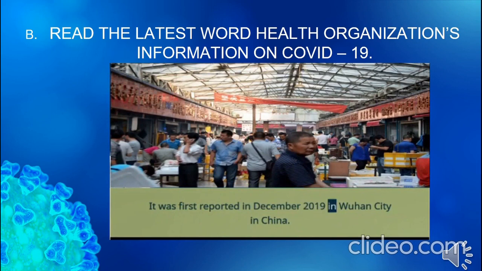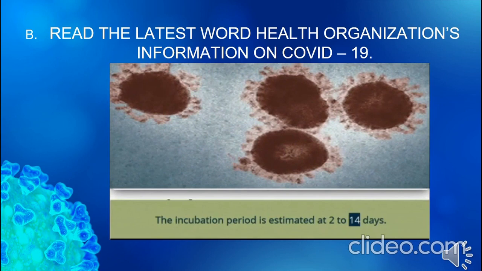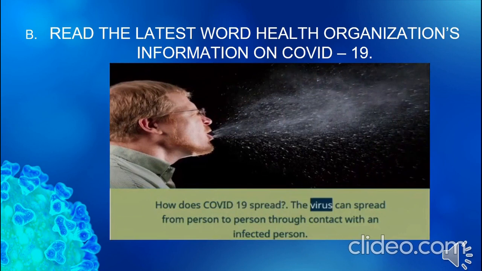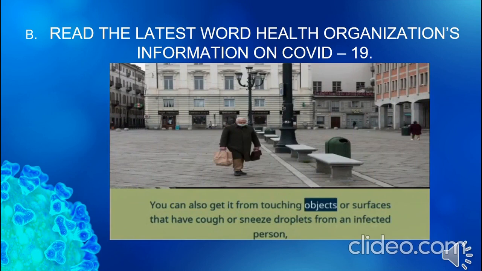What is the incubation period? The incubation period is estimated at 2 to 14 days. How does COVID-19 spread? The virus can spread from person to person through contact with an infected person. This is usually through contact with droplets from an infected person's cough or sneeze. You can also get it from touching objects or surfaces that have cough or sneeze droplets from an infected person, and then touching your mouth or face.